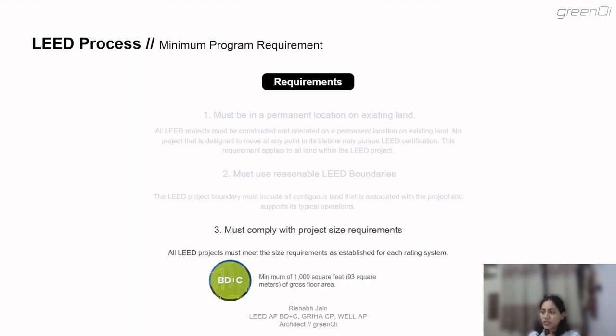You don't need to memorize the minimum size for each rating system, but it's good to remember for BD+C, which is what is primarily discussed here. So for the building design and construction rating system, the minimum gross floor area is 1000 square feet or 93 square meters. Below this, the project is not qualified to go for LEED rating.